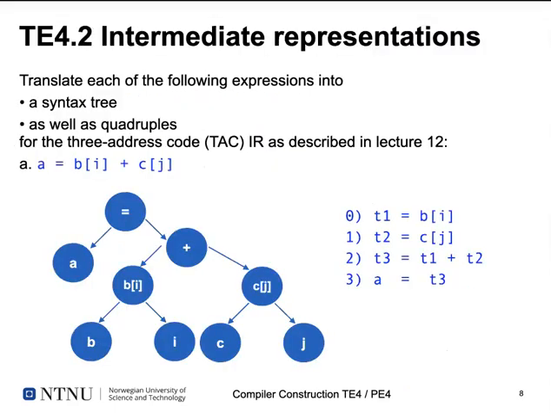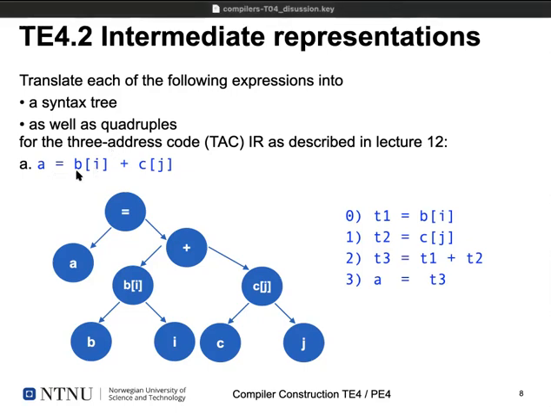All right. So the next question was, again, expression translation into syntax trees and quadruples in this case for our 3-address code intermediate representation that we used in the lecture here. So first we had some array accesses. So we accessed an array B and its element I, and then element J of array C.